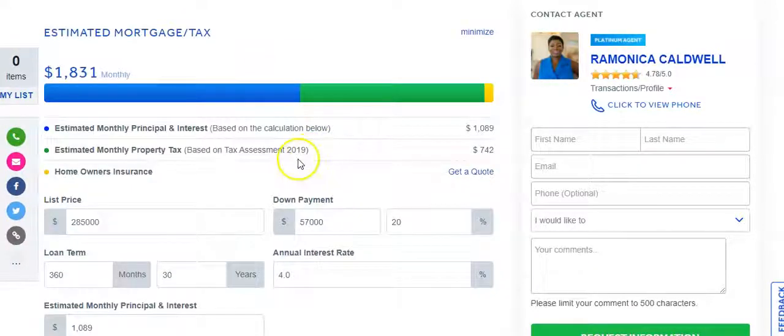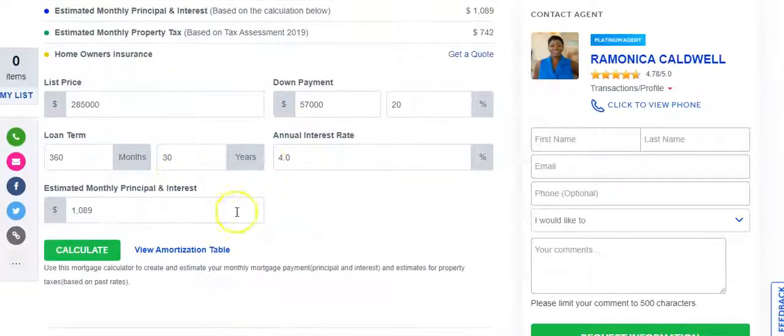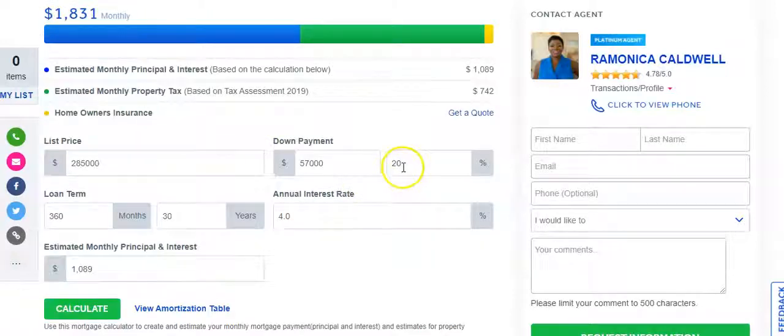And here's the cool part about this: a mortgage calculator is already built in, so you can play around with this a little bit. If you were to put 20% down, which is $57,000, with a 30-year mortgage, 360 months, and your interest rate was 4%, your monthly payment would be roughly $1,089 plus your property taxes. So you add these two numbers together and you'll get roughly $1,831. The only number you are missing is your insurance, so you need to get an insurance quote, but this is a rough idea of what your monthly mortgage would be if you were to put 20% down.